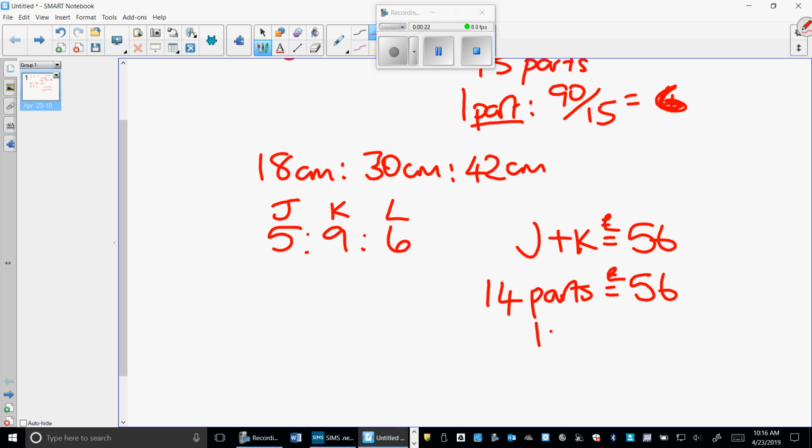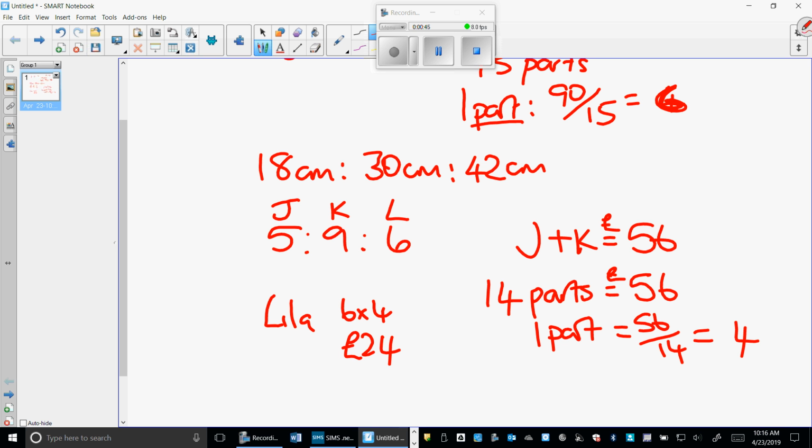So again, we want to ideally know what one part is worth. So how would we do that? Get 56 divided by 14, which is 4. So that means that they want to know how much Leela's got. So she's got 6 lots of that. So Leela has 6 lots of 4, 24 pounds. Yes?